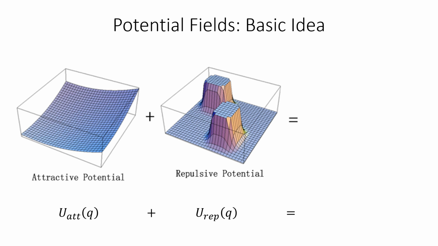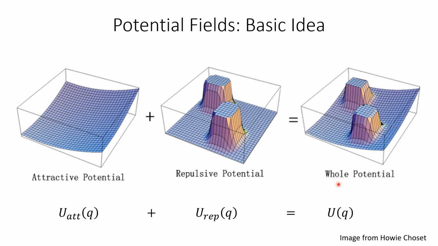And then if we add the two, the attractive potential added with the repulsive potential, that is what is going to produce the resultant potential field. And that would look something like a whole potential, where you have combined the attractive potential as well as the repulsive potentials for the obstacles. And this is exactly what is meant by a potential field.